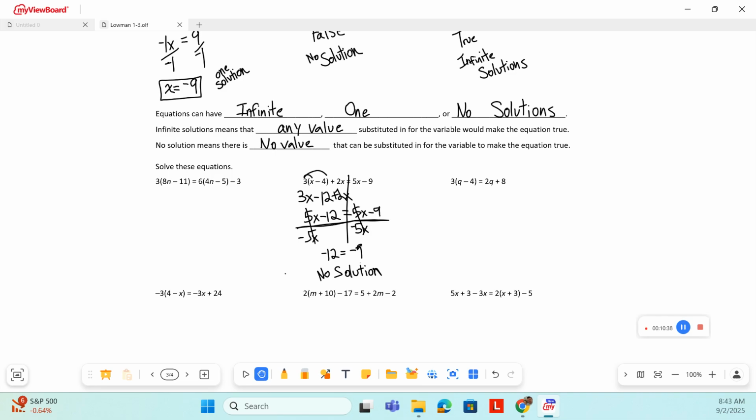Okay, so just a little preview of those special cases. Can work some more of them out, but hopefully that gives you a good idea of what's going on with this.